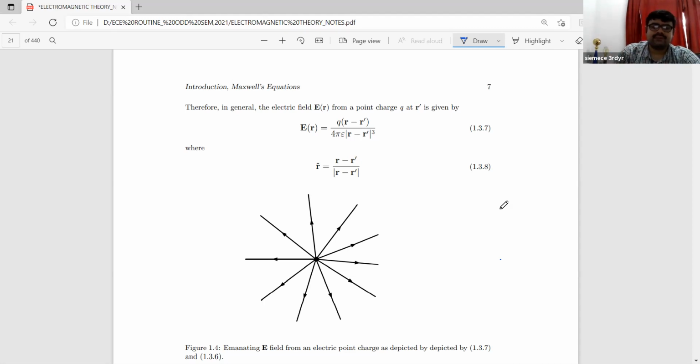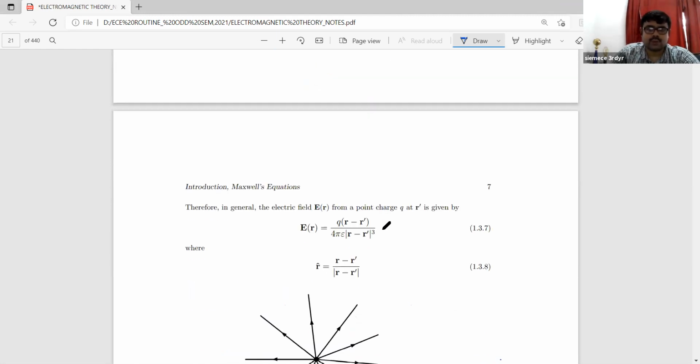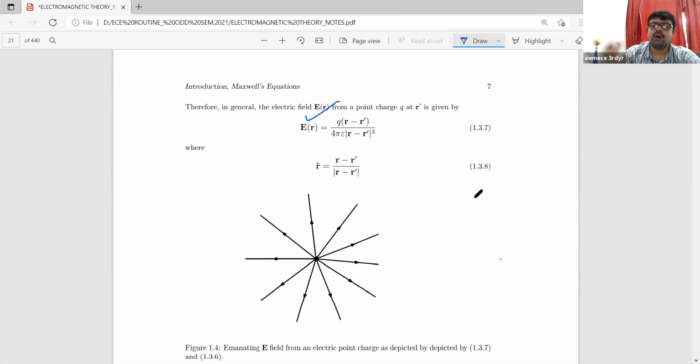So if you see, we are finding out step by step. In the previous case we had not considered a certain point. In this case we have considered a certain point, that is E of a certain point R. So E of R equals Q into R minus R dash divided by 4 pi epsilon mod of R minus R dash cubed. That is equation number 1.2.7. And what is this R cap? R cap is this one.